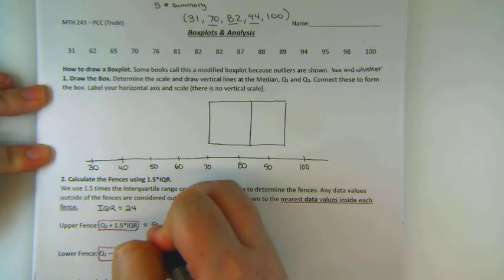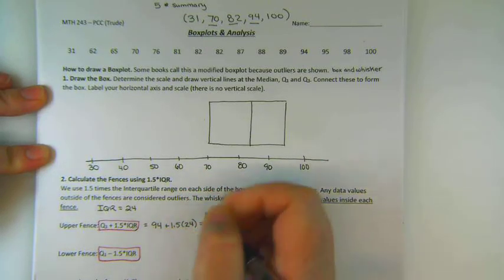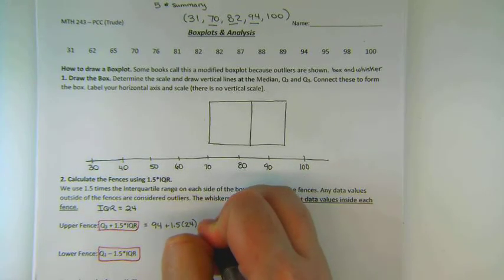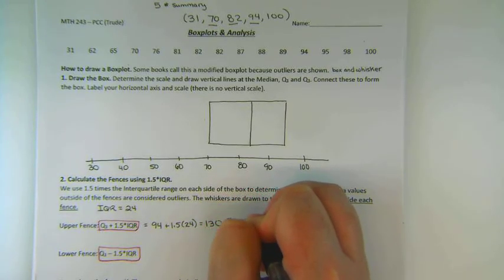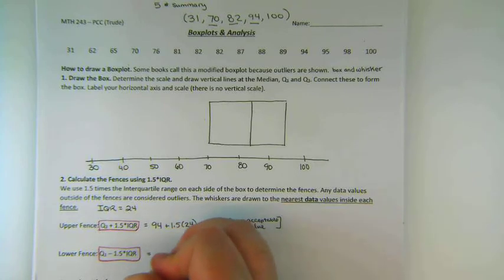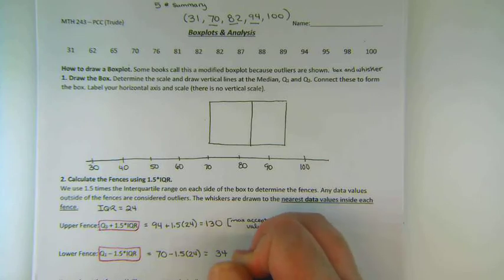So if we take 94 plus 1.5 times 24, that's going to give us a value of 130. So this is telling us the maximum acceptable value. If we find the lower fence, we take Q1, which is 70, minus 1.5 times 24, and that's going to give us a 34. So this is our minimum acceptable value.